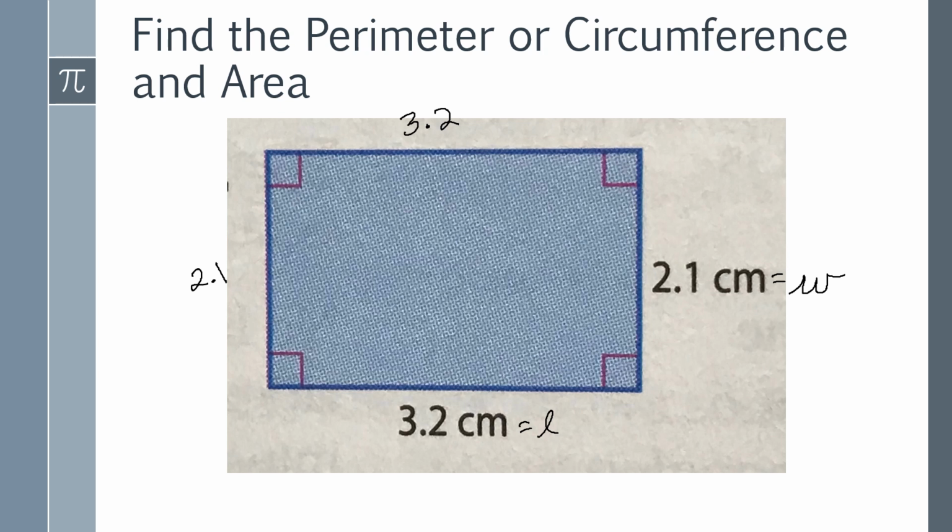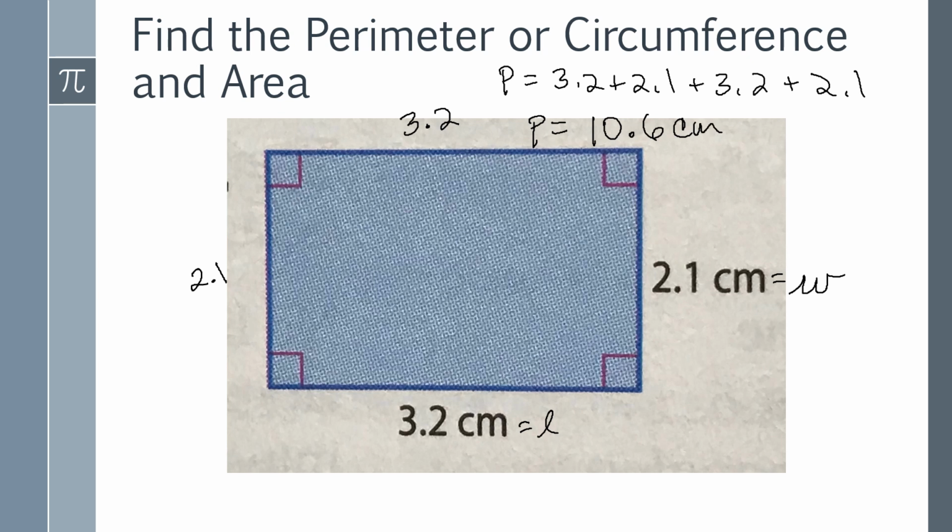So there's two ways we can do this. If we're going to find the perimeter, we can just take the perimeter and say 3.2 plus 2.1 plus 3.2 plus 2.1. And we can add those up, and it doesn't hurt to use your handy dandy calculator at this point. So we get 10.6 as our perimeter, 10.6 centimeters.